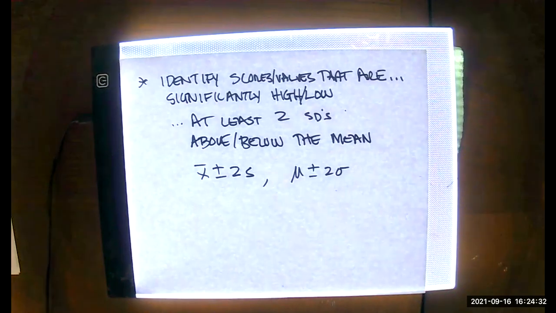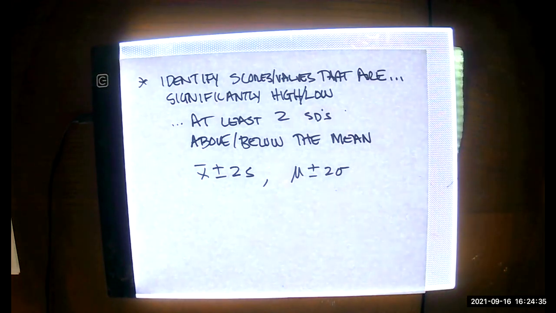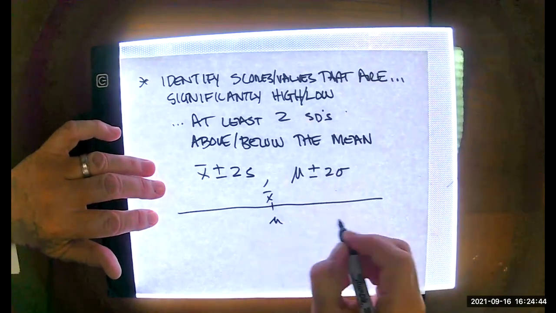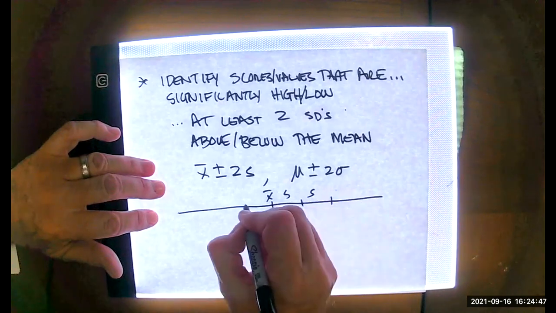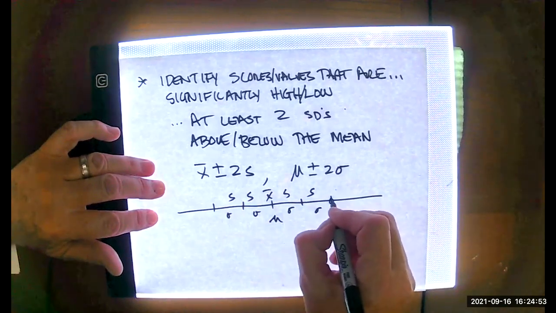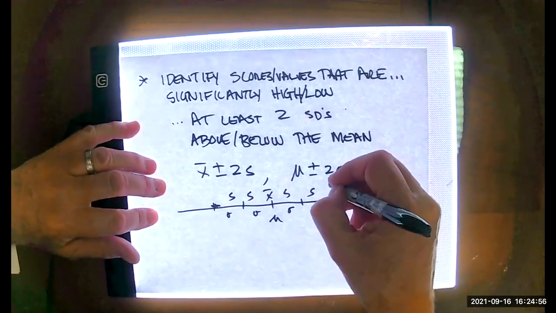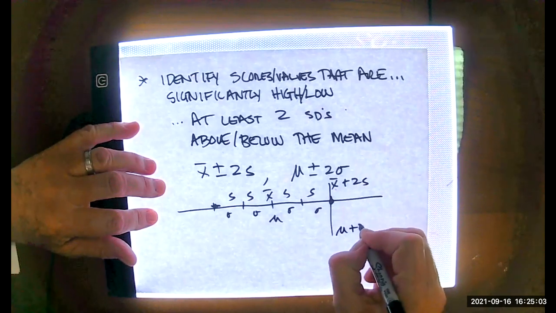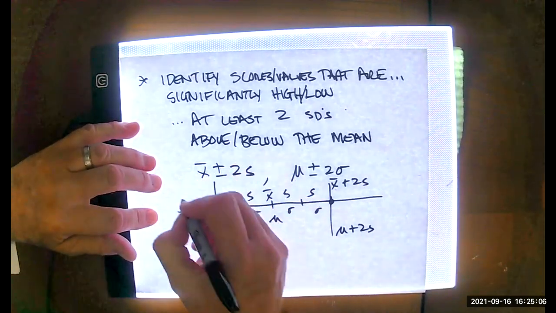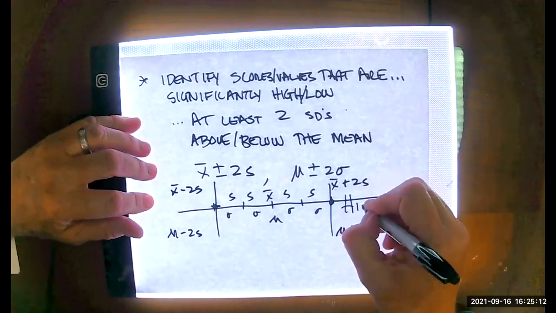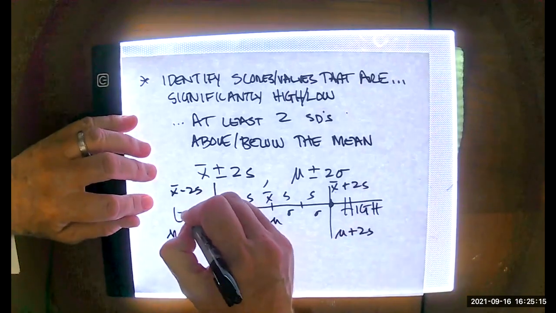I have 2 formulas because sometimes I work with data from a sample, sometimes I work with data from a population. On a number line, the mean is in the middle, whether it is x bar or mu. 2 steps up, s's, or perhaps sigmas, gets me to x bar plus 2s, mu plus 2 sigma. Down at the other end, we have x bar minus 2s, mu minus 2 sigma. The stuff over here is way high. The stuff over here is way low.